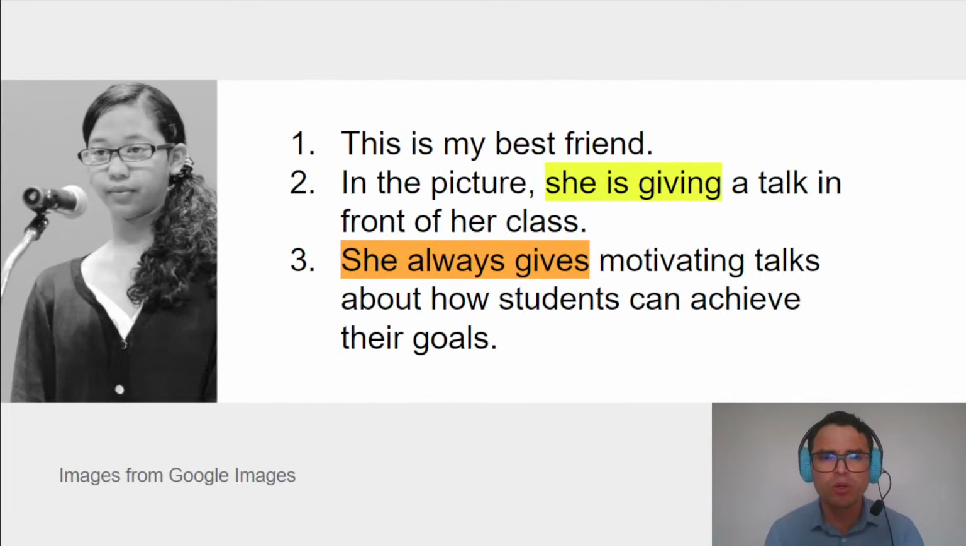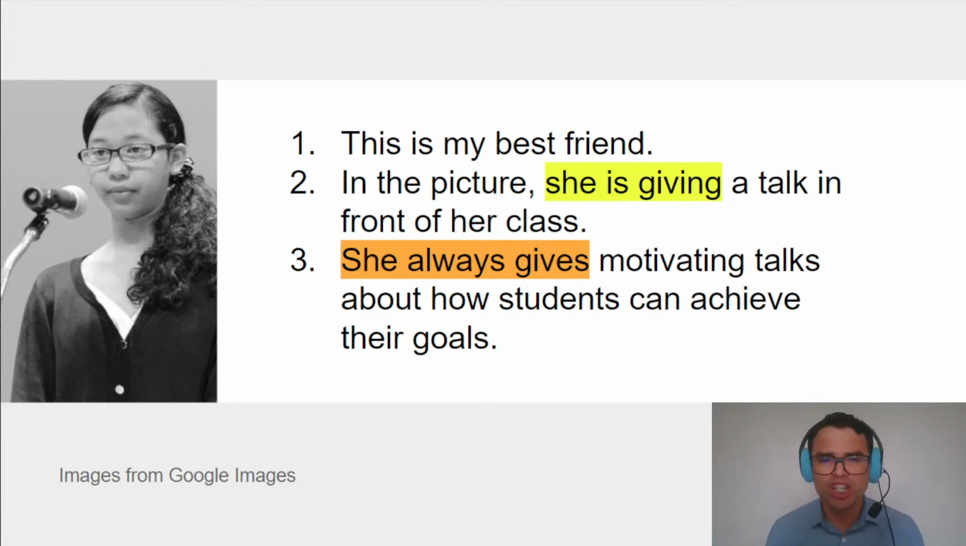The next picture, number 1. This is my best friend. In the picture, she's giving a talk in front of her class. Present continuous. She's giving. To say what is happening at the moment of speaking. She, subject, is, verb to be, giving, verb ing.